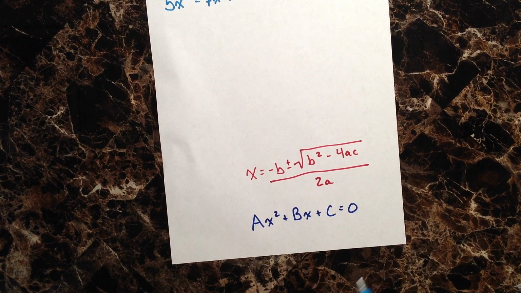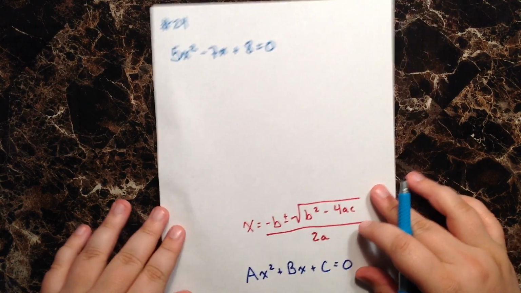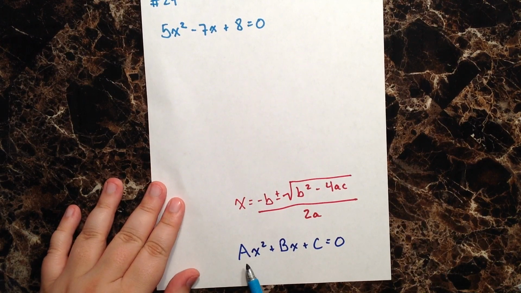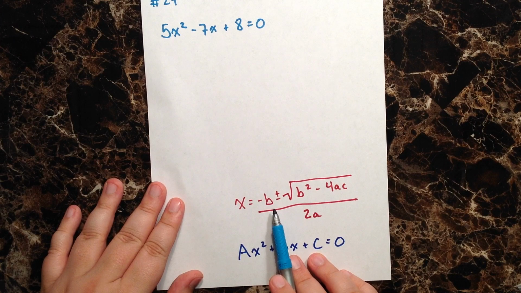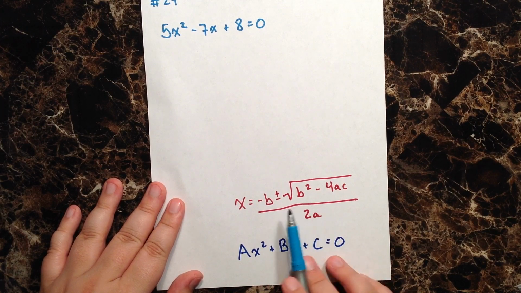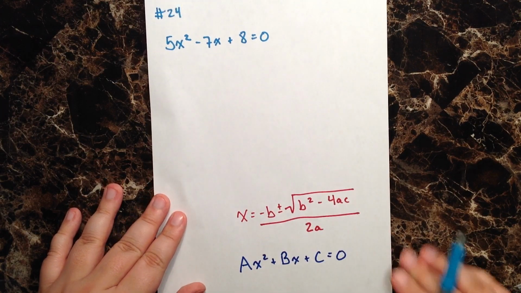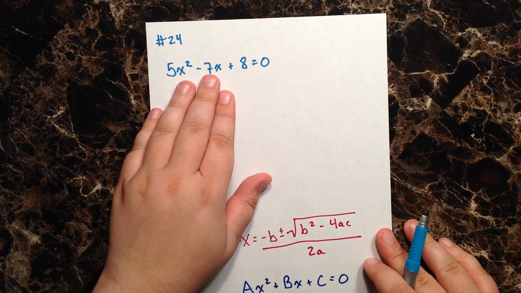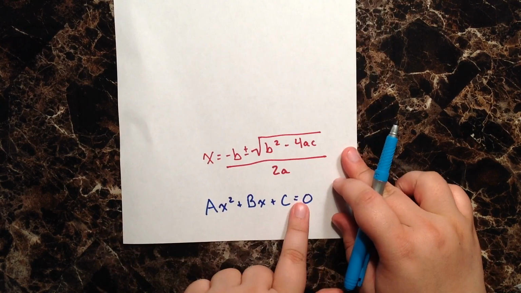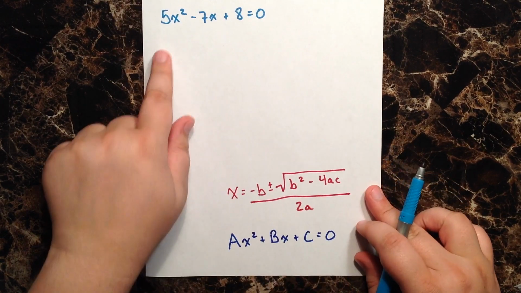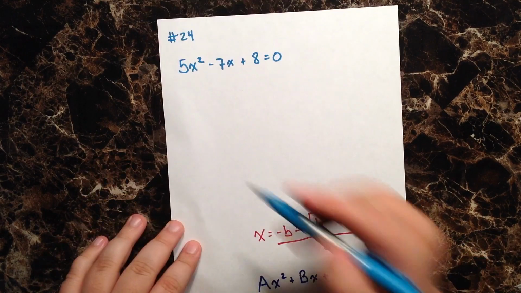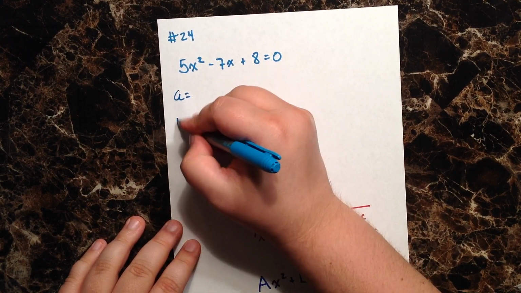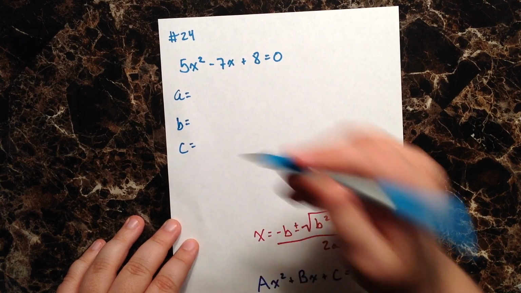The reason we want it in this form is so that we can easily identify our a, b, and c, because we're just going to be plugging those values into the quadratic formula and solving. So this is really a plug and chug type of question. My given equation is set to 0, which is what I want, so I'm able to easily identify my a, b, and c.